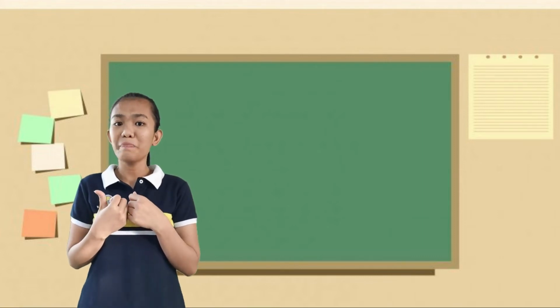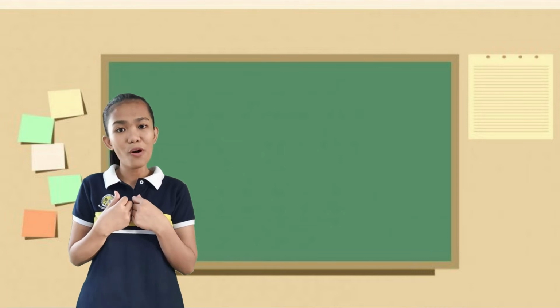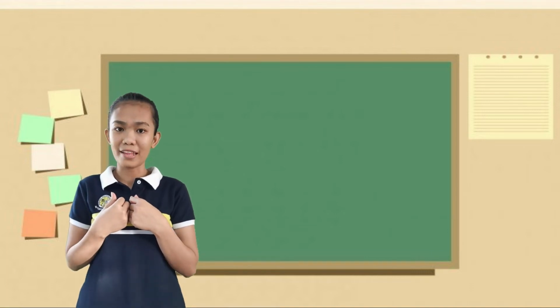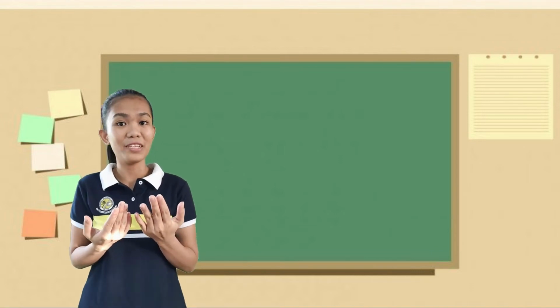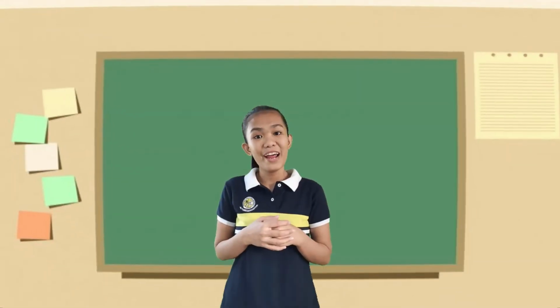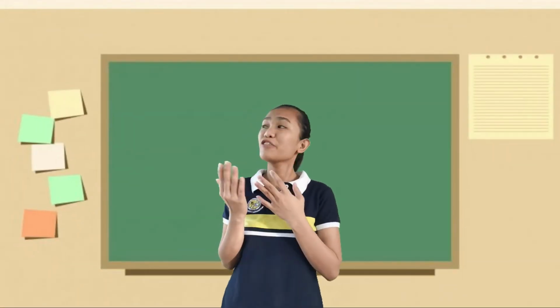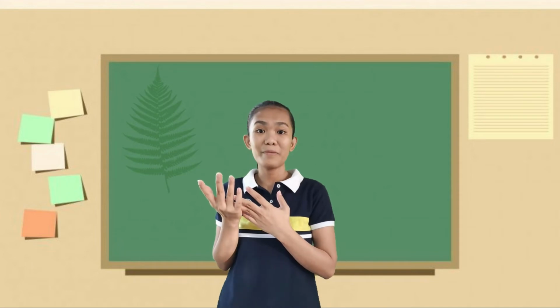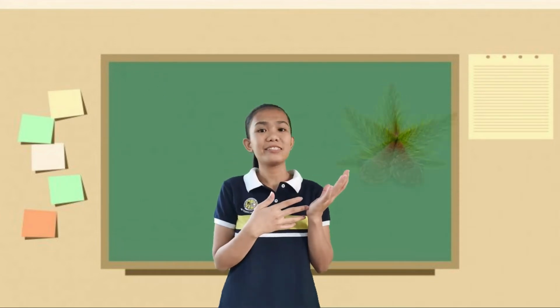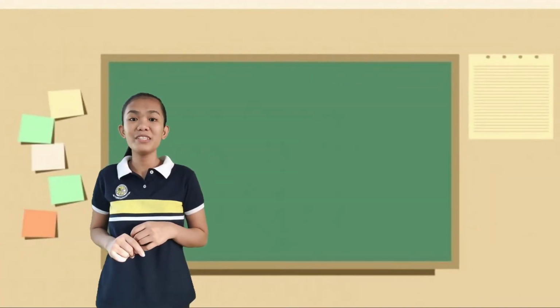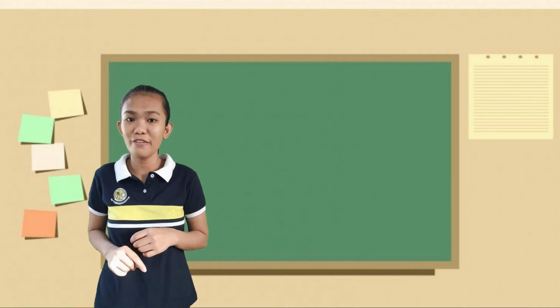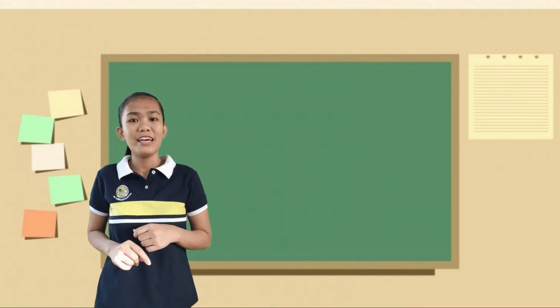Last episode, Ma'am Angela talked about the spore-bearing and the cone-bearing plant. Can you give me examples of these plants? Correct! For spore-bearing plants, we have the ferns, and for the cone-bearing plant, we have pine trees. For this episode, we will be discussing the living and the non-living things. But before that, here is our learning objective.